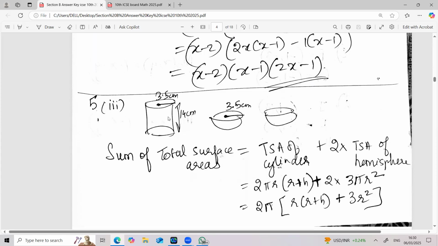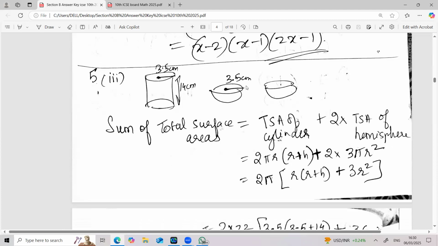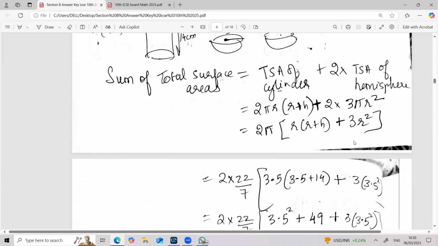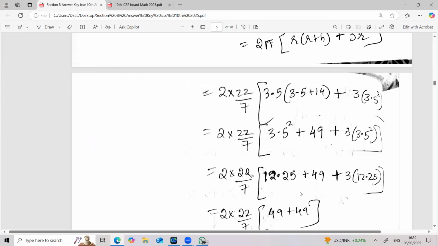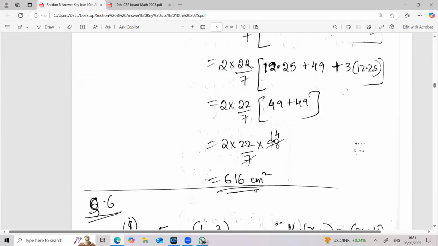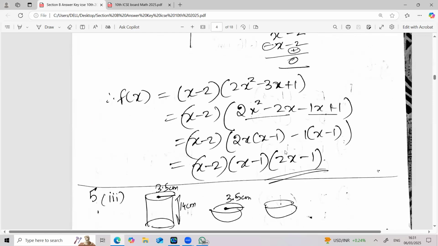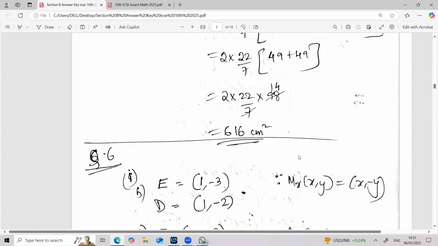Sum of the total surface areas is TSA of cylinder plus 2 hemispheres we are having. TSA of cylinder formula is 2 pi r into r plus h. And total surface area of hemisphere is 2 pi r square plus the circle on top, 3 pi r square. So like this, we have two surfaces. Anyway, we want to calculate sum. Okay, I took out 2 pi common. Well, when we substitute, in the end, the answer is coming 616 centimeters square. The TSA of all three surfaces of the capsule.